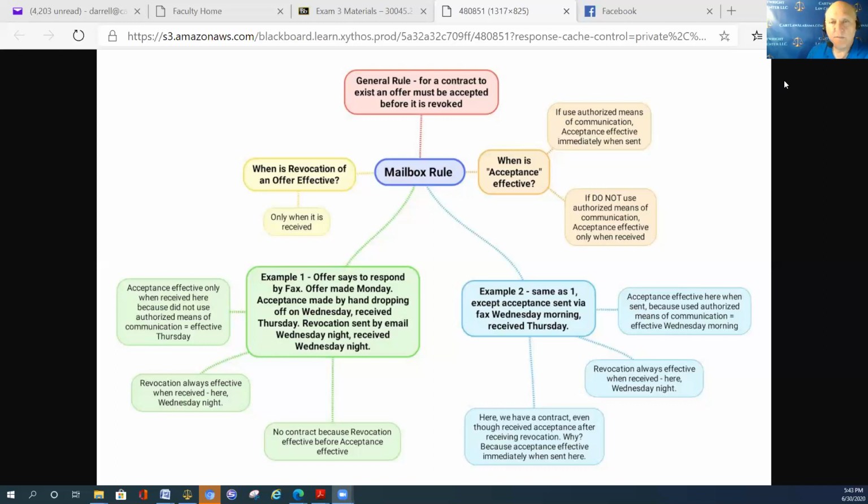Let's look at the acceptance rules. It's a sometimes rule. Sometimes it's effective immediately when you send it. Sometimes it's not effective until it's received by the offeror. What makes the difference? Well, it depends on if authorized means of communication are used. What does that mean?